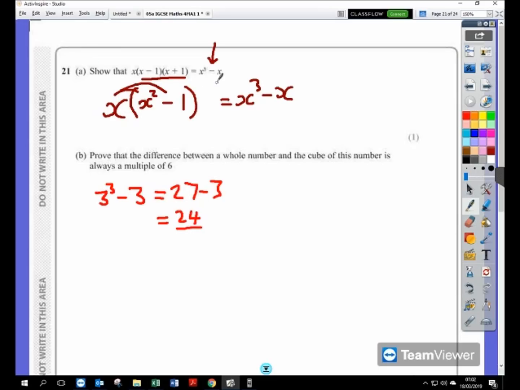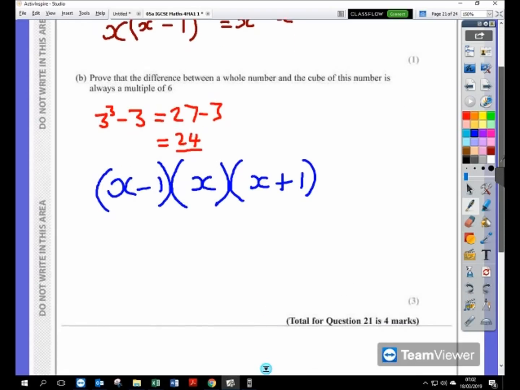Well, we need to take a look at how else we can write x cubed minus x. And you can rewrite it as x times x minus 1 times x plus 1. Now, if we write these 3 brackets in order, we have the smallest one, which is x minus 1. And then we have the next, which is x. And then we have the one after that, which is x plus 1. This is now in order, you see, from smallest to largest. And you can see when you look at these 3 that they are consecutive.